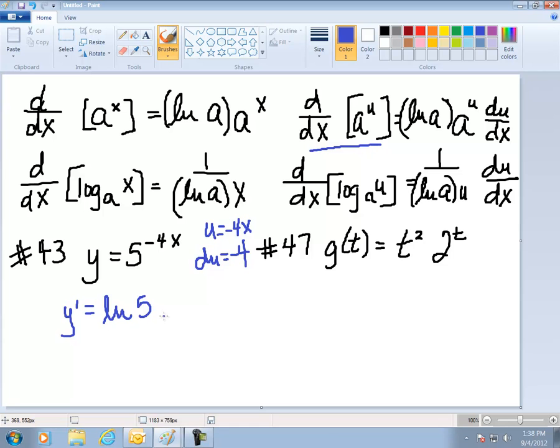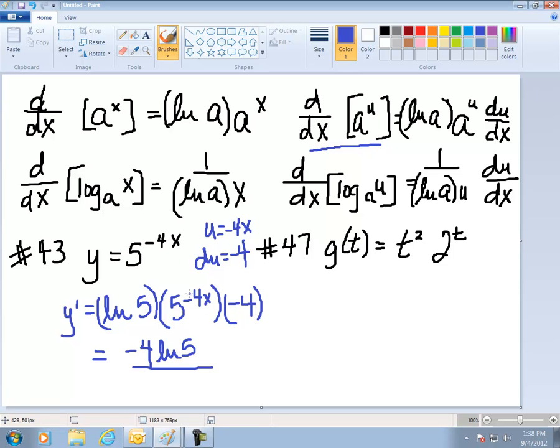times a to the u, which in this case is 5 to the minus 4x. And then times du dx, and in this case du is negative 4. So I'm going to multiply all those things together. I can simplify this further. Negative 4 natural log of 5, I can just write minus 4 natural log of 5.